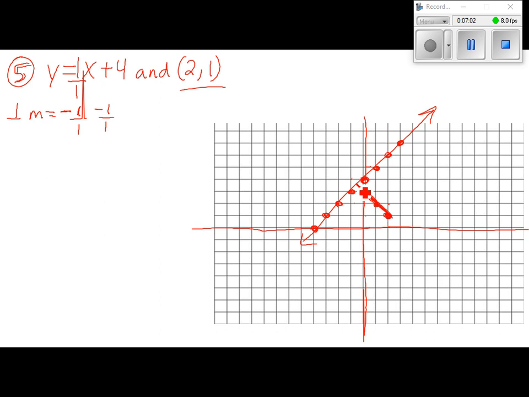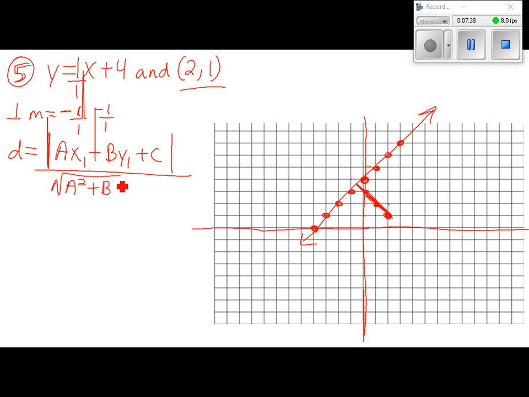And some of you could probably guess that it looks like it's about halfway on both of them. And that's fine, but we want to be exact. So what we can do is either use systems of equations, or we can just use that formula. And that's what I'm going to use. I'm going to show you using the formula here. The formula, again, looks something like this. You've got the absolute value of A times x1 plus B times y1 plus C, over the square root of A squared plus B squared.